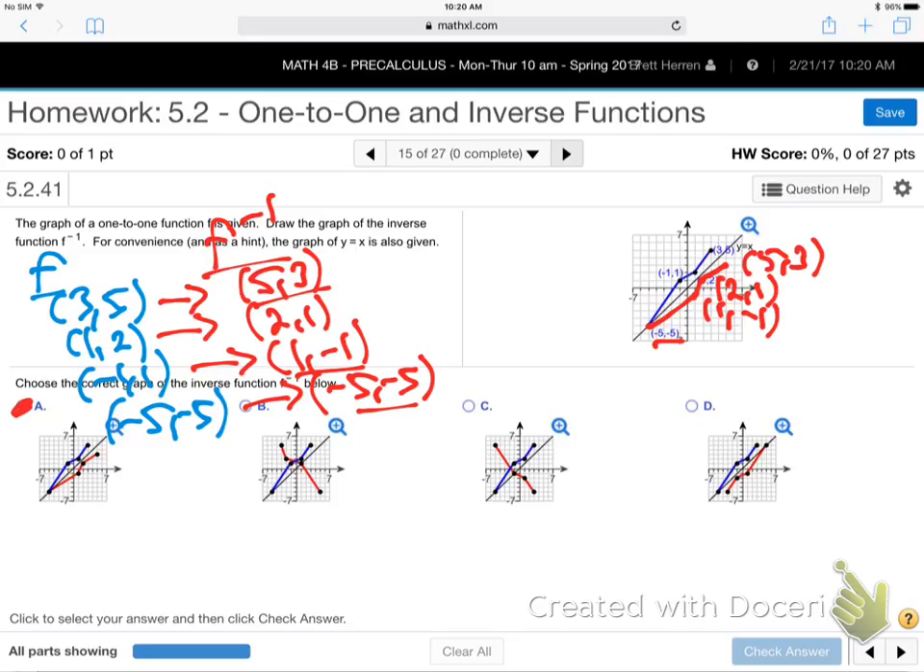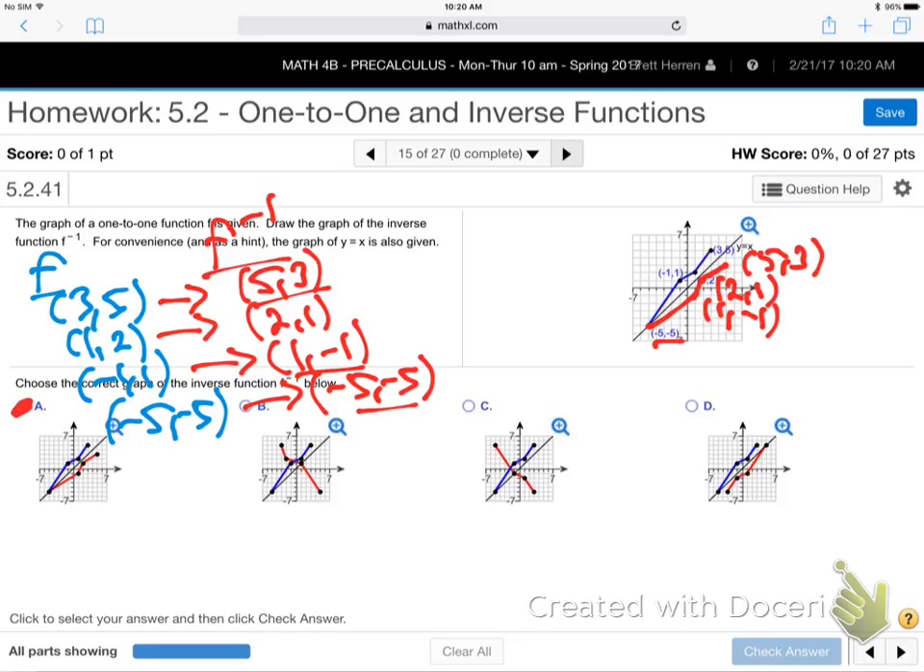Make sense? Now, why do you think they put that diagonal line in the middle? The y equals x diagonal line. What do you notice about the visual image? Yeah, it's a reflection, isn't it? The red inverse function is a reflection of the original function. Reflection across the diagonal line, isn't it?